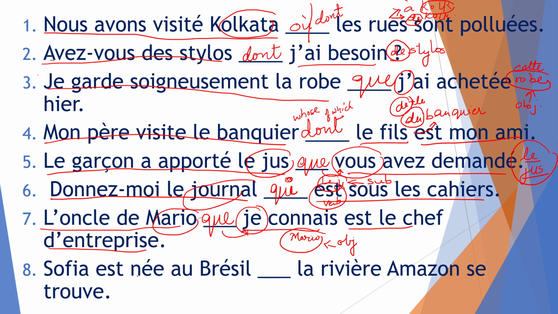Then, Sofia est née au Brésil — la rivière Amazon se trouve. So the first sentence is Sofia est née au Brésil. Second sentence, la rivière Amazon se trouve au Brésil. What is the common factor here? Brazil. It is a place, so you have to put où. Brazil is the country.